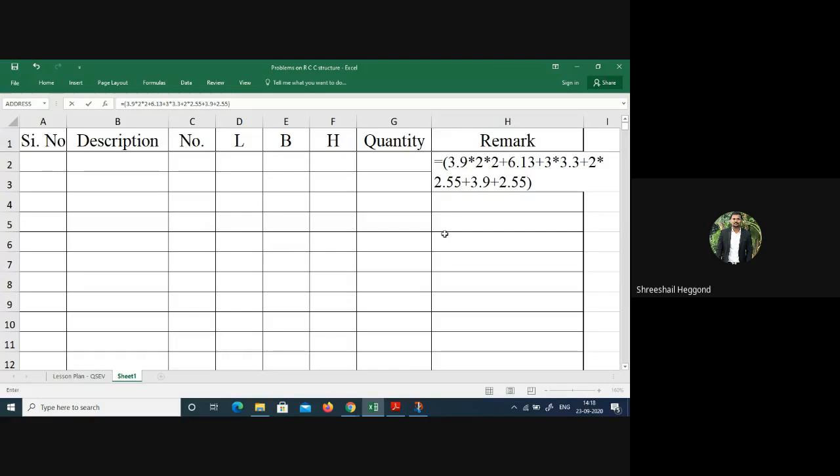There are no other walls apart from all these. Therefore, the total quantity will be 43.18.